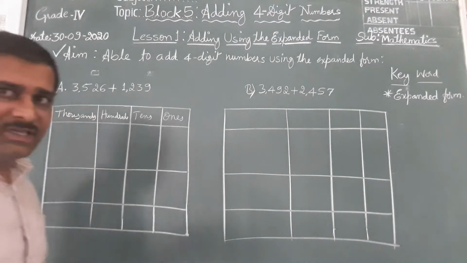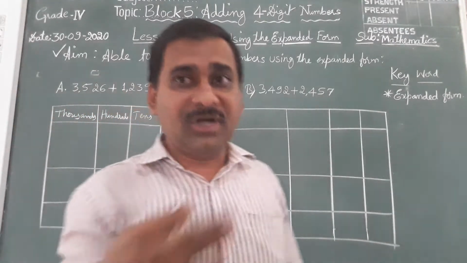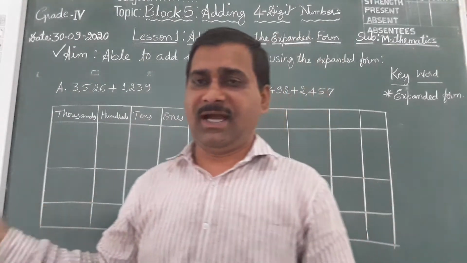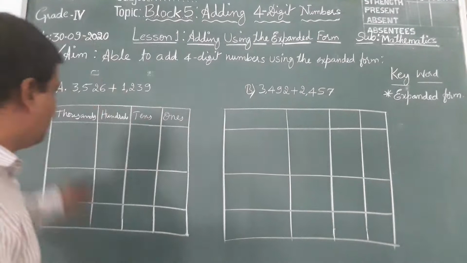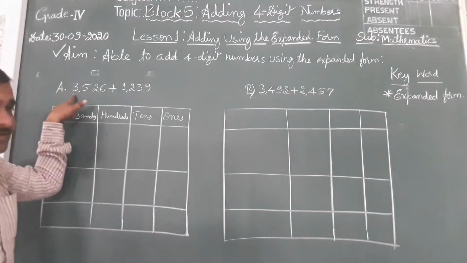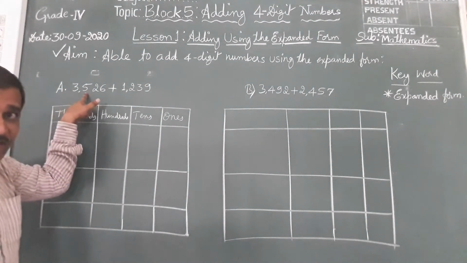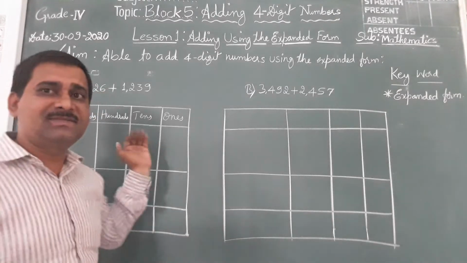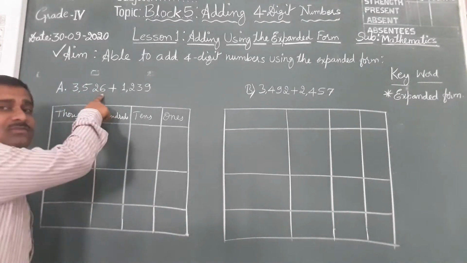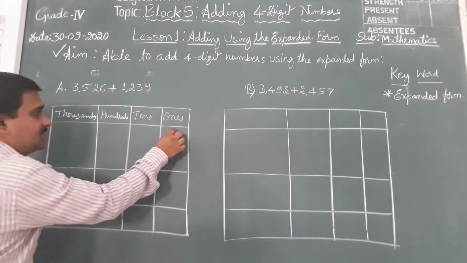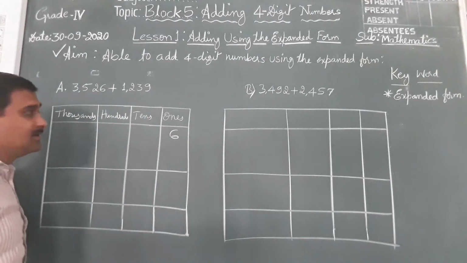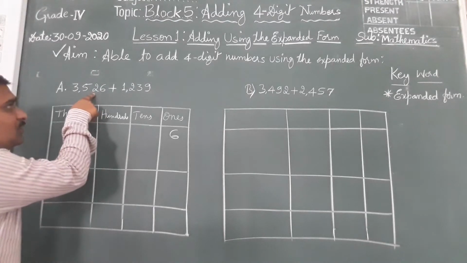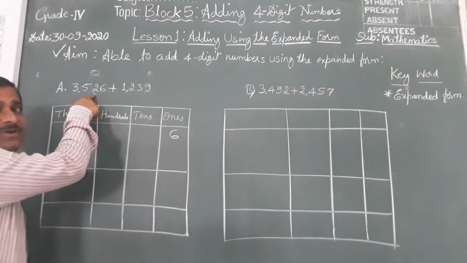Whenever a question like this is asked, in your notebook let us have a table like this and do that work. See, children, the first question is 3526. What you should do is expand. 6 is in the ones place. 2 is in the tens place, so 26, you will read it as what?